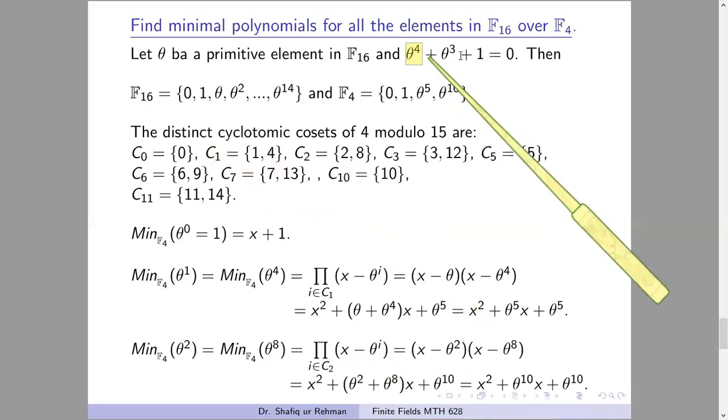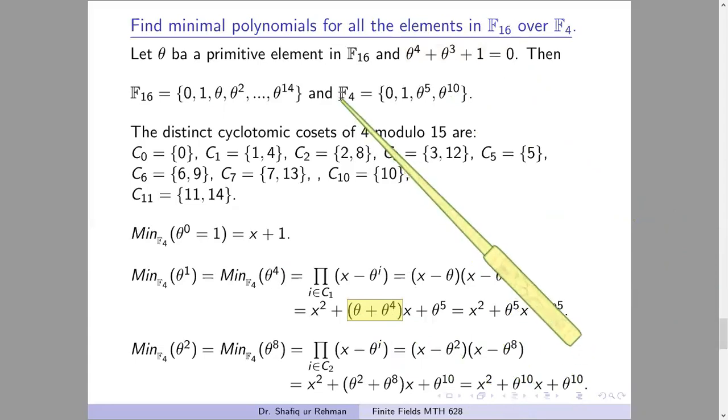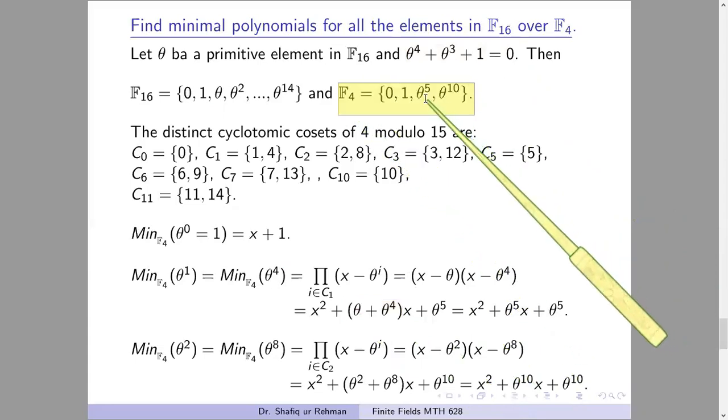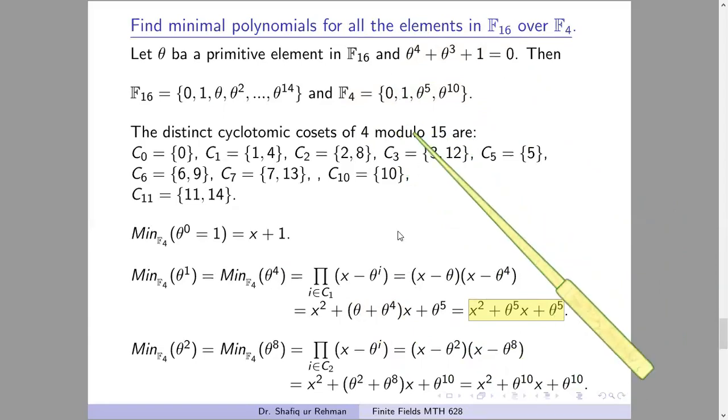And by using this relation, we can show that theta plus theta 4 equals theta 5. And it is an exercise for you. You have to prove this, and it is a good exercise. It's a very interesting exercise. Prove that theta plus theta 4 equals theta 5, and you can see that theta 5 belongs to F4. And similarly, the constant term is also from F4. So all the coefficients of this polynomial are from F4.